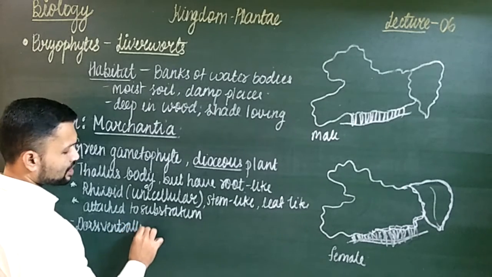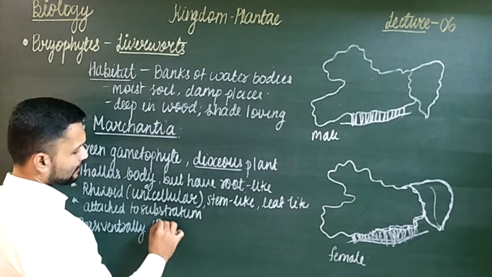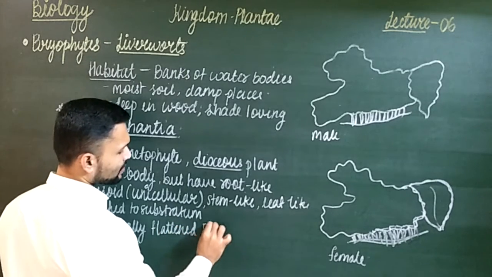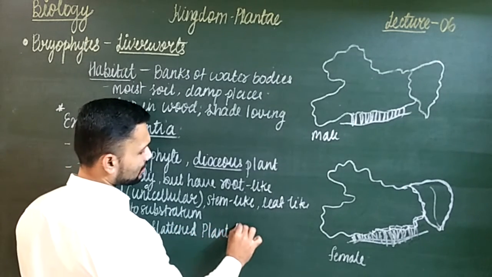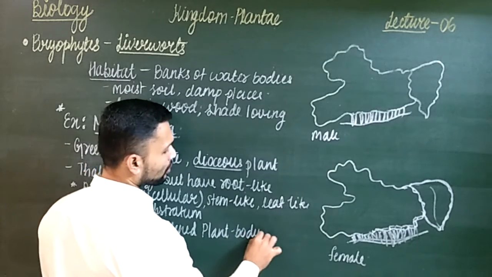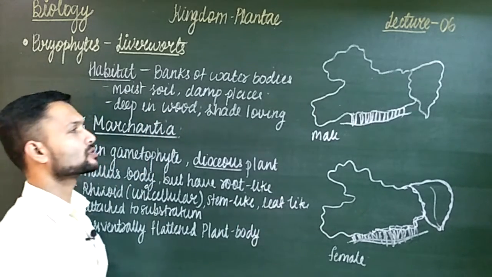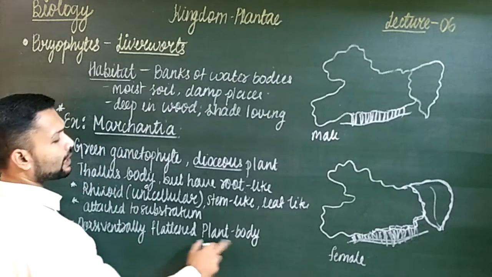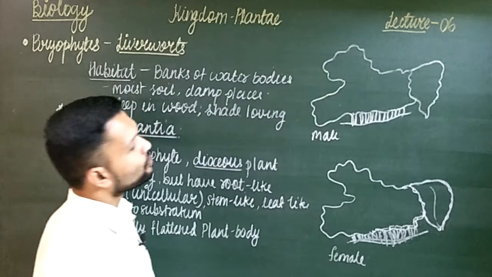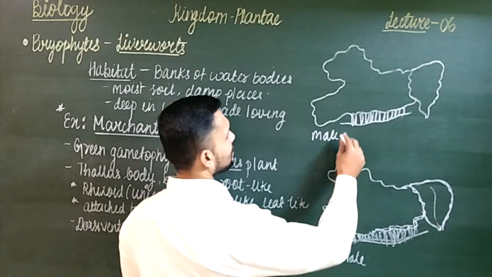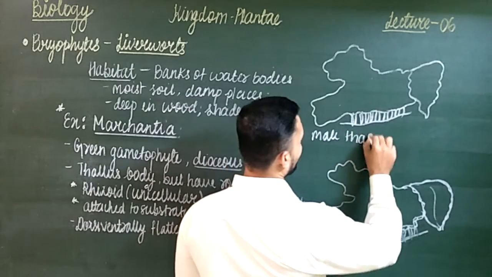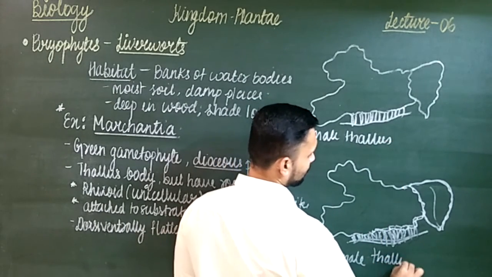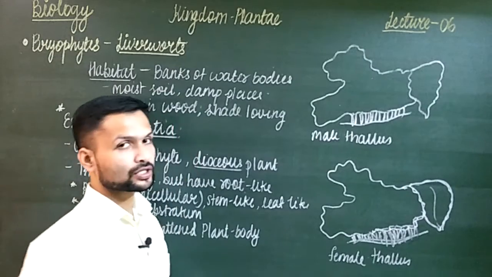Meaning, in simple language, you get a flattened, dorsiventrally flattened plant body. So they don't grow vertically; mostly they grow horizontally along the soil. So that's why they spread along the soil. So they are a dorsoventrally flattened plant body. If you look over here, this is the male thallus of Marchantia, and this is the female thallus of the female Marchantia plant.